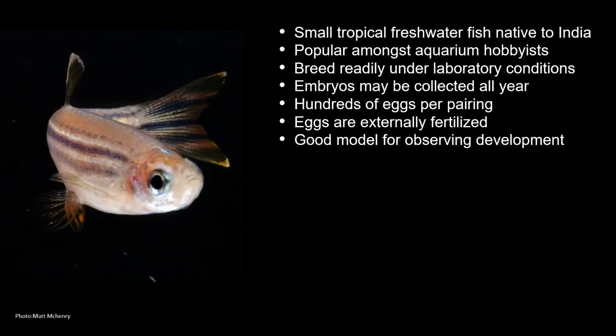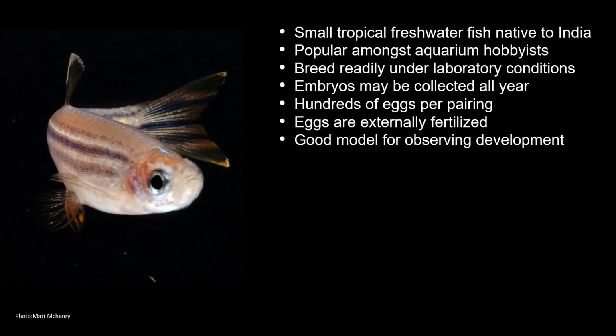He points out that they are small tropical freshwater fish that are native to India. They were imported to Europe and then imported from Europe to the United States in, I think, 1905 or thereabouts. And so by the time that he wrote this paper in 1934, they were common throughout the aquarium industry. They'll breed very readily under laboratory conditions, under hobbyist aquarium conditions. That's very different than most animals.